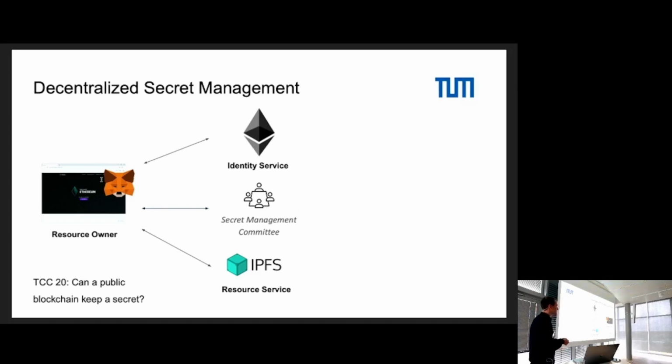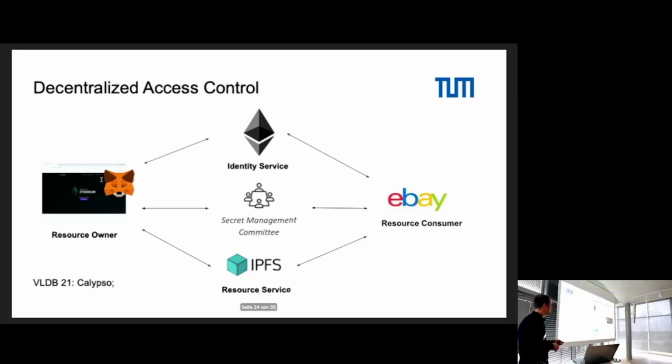This paper right here proves a line of research, and there are concepts showing how this is possible. But for practical reasons, the idea is that you use a decentralized off-chain network and split up your secret into multiple shares and share it with the secret management committee, such that the resource consumer can request the shared secret from this committee.